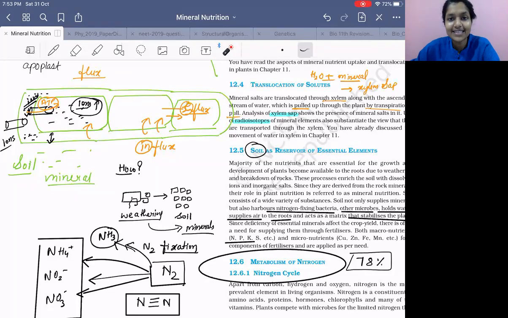So whenever there is a lack of some element in the soil, the plant starts to show what? Deficiency symptoms, right? If any soil is lacking in some mineral, the plant is not getting that. Because of that, the plant will start to show deficiency symptoms, of course.